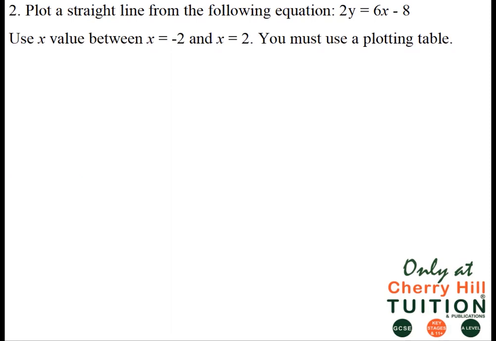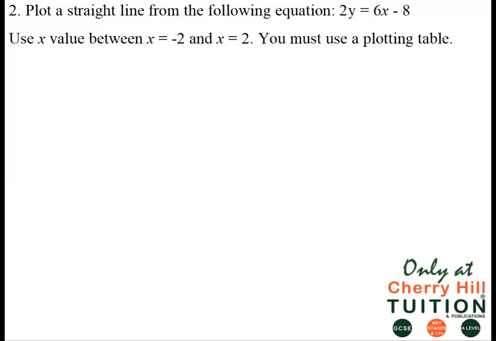So question 2, plot a straight line from the following equation: 2y is equal to 6x minus 8. Use x values between x is equal to minus 2 and x is equal to 2, and you must use a plotting table. Okay, so in this question, we have been asked to use a plotting table to construct a graph corresponding to 2y is equal to 6x minus 8.